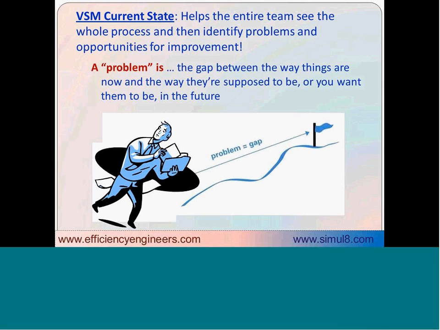The VSM current state really comes down to helping the entire team see the whole process and then identify problems and opportunities for improvement. Why that is key is that, working as project teams, we may have a number of different players who know parts of that process more intimately than others. So it helps the entire team have that whole view, a shared understanding of what's going on from whom to whom in that process. Then, as a team, you can start to focus in on where the best opportunities are and where the most issues and problems are that we need to solve.